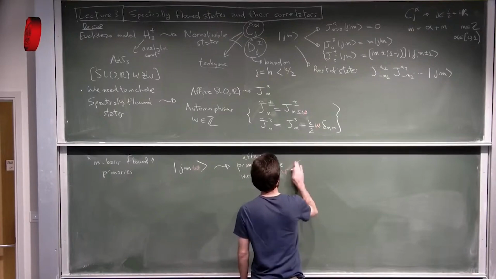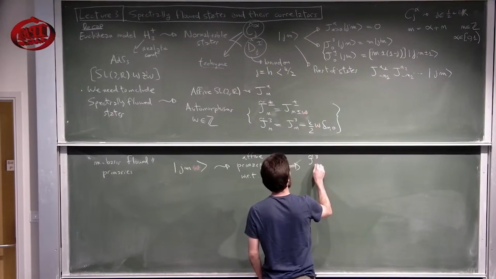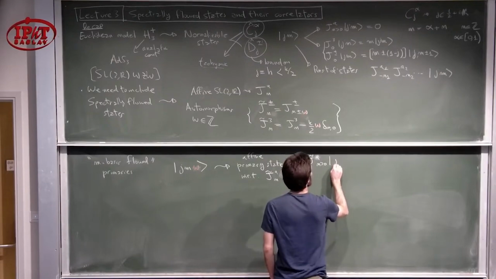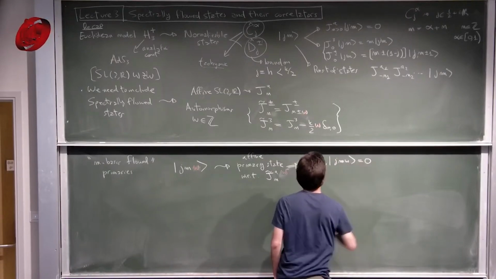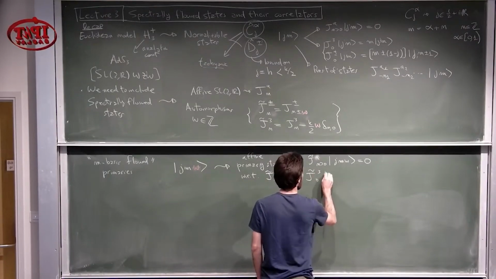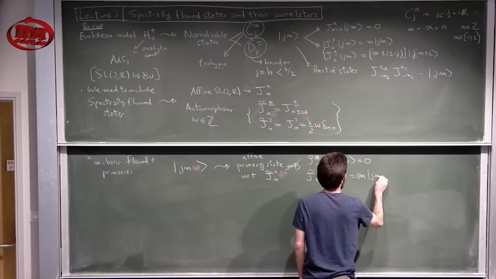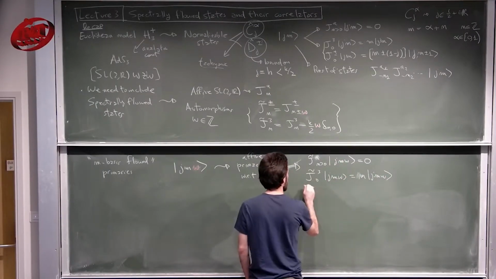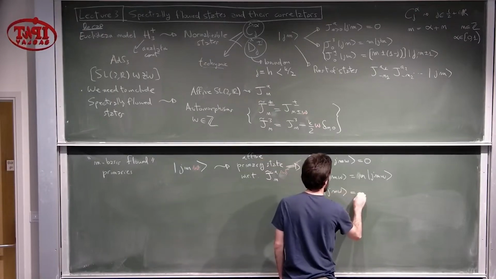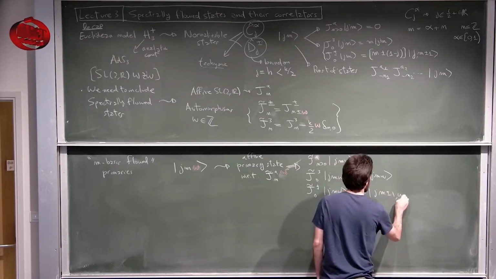This means that I can write exactly the same equation, saying that J tilde A n, for n larger than 0, on j m omega is 0, and J tilde 3, 0 on j m omega gives me m times j m omega, and J tilde plus minus 0 on j m omega gives me some coefficient times j m plus minus 1 omega.